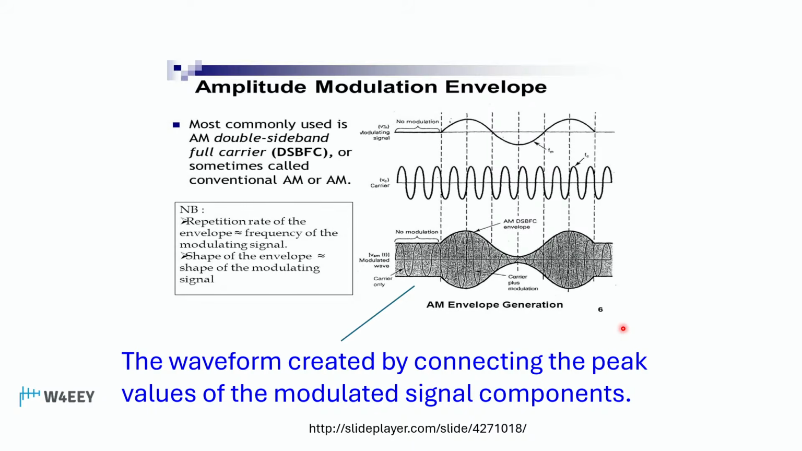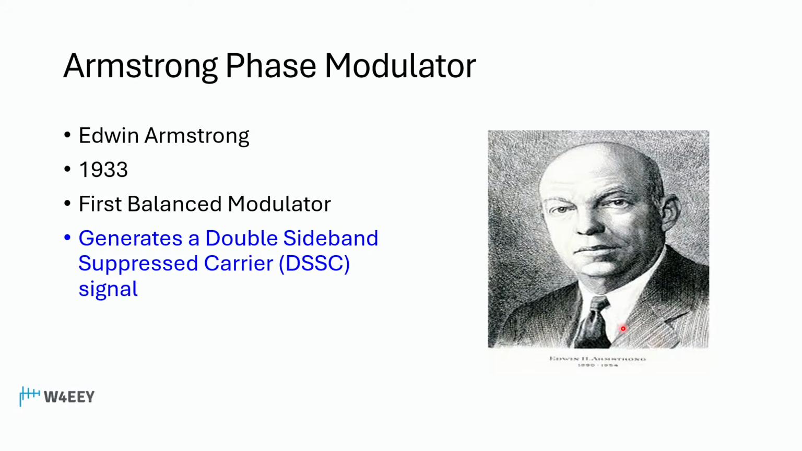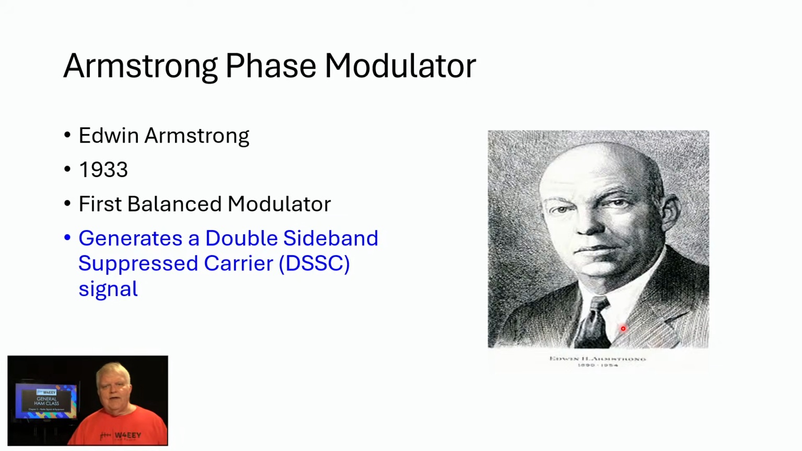Well, there are a lot of smart people that came along, and Edwin Armstrong is another one of the pioneers. And in 1933, he came up with a circuit that is known as a balanced modulator. And a balanced modulator does an interesting thing. It generates a double sideband suppressed carrier signal. By that we mean it has a lower sideband, it has an upper sideband, but it has no carrier.